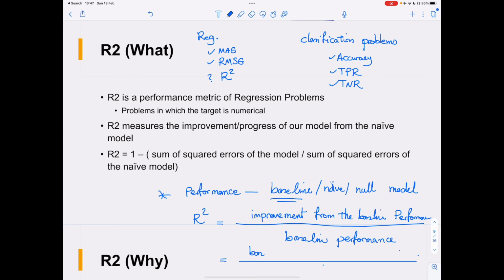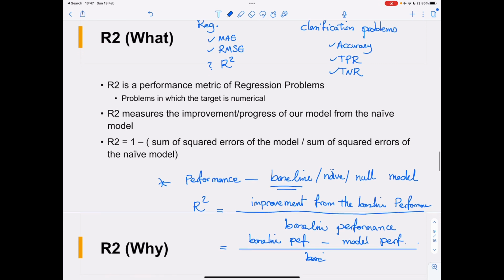It is like the baseline performance minus the model performance. So this is the improvement over baseline performance. Okay, since the baseline performance, if you consider it as an error term, the model would be better in general from the baseline, then the numerator would be a positive value. The baseline performance is also a positive value. So in general, we would have a positive value. Okay. So let's talk a little bit more about why we need this R squared once again.